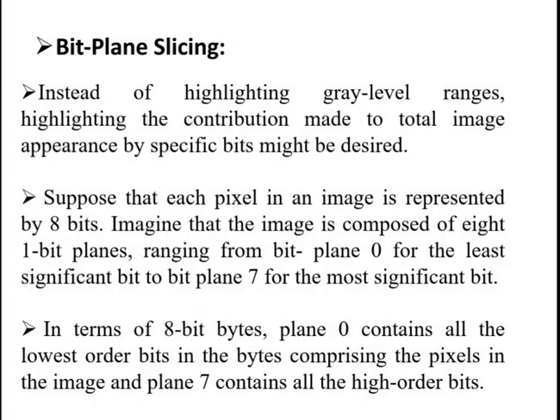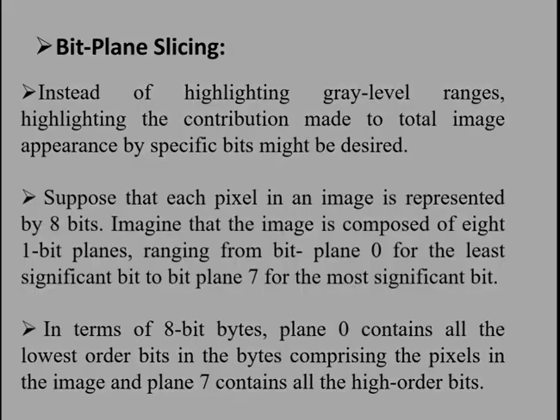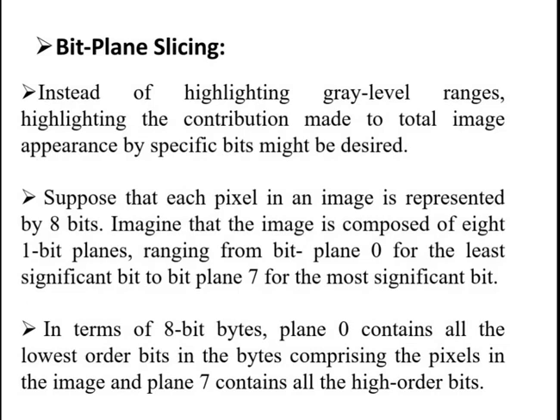Then our next topic is bit plane slicing. Instead of highlighting gray level ranges, highlighting the contribution made to total image appearance by specific bits might be desired. Suppose that each pixel in an image is represented by 8 bits. Imagine that the image is composed of 8 one-bit planes, ranging from bit plane 0 for the least significant bit to bit plane 7 for the most significant bit.